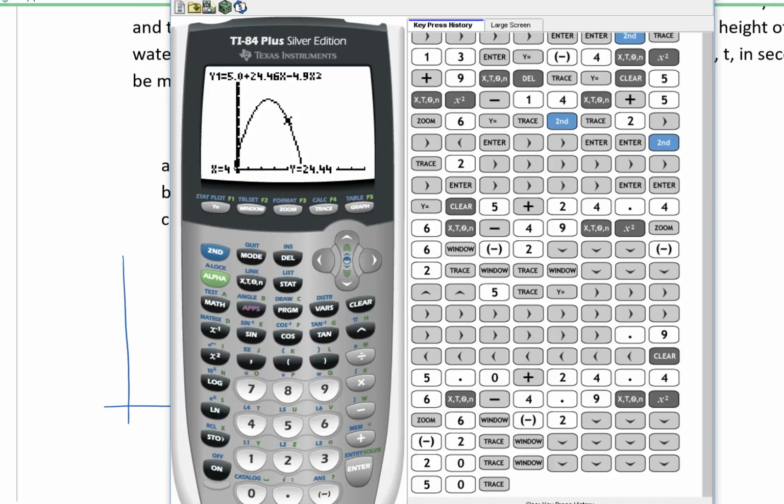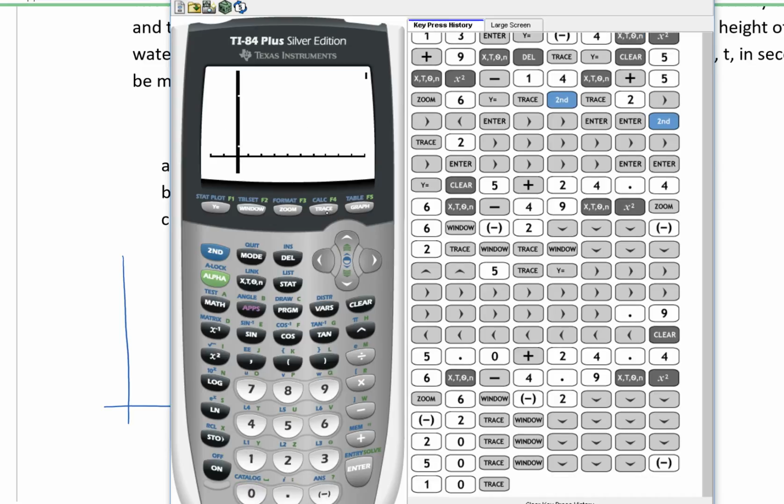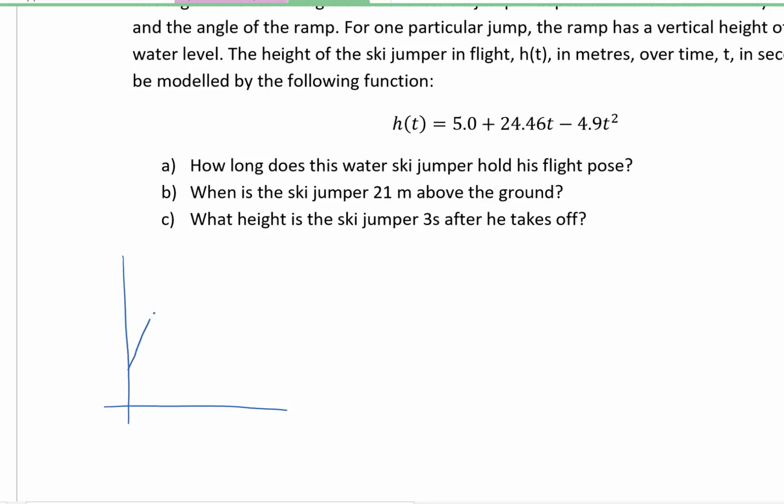Not at 0, 0, right? If we extended our window back out and made my y min back to -10, you can see it goes past and through that point. So we're actually starting up here and then coming back down. Okay, so here's my y, here's my x. In this case, they're talking about h and t, so if you wanted to change that, this is your height and this is your time, that's fine as well.